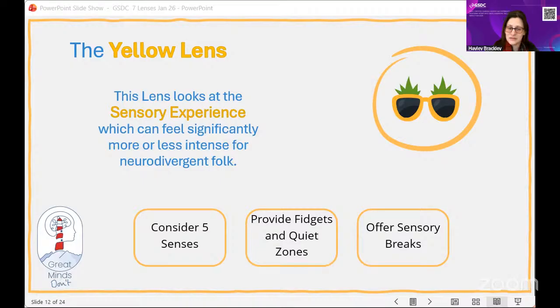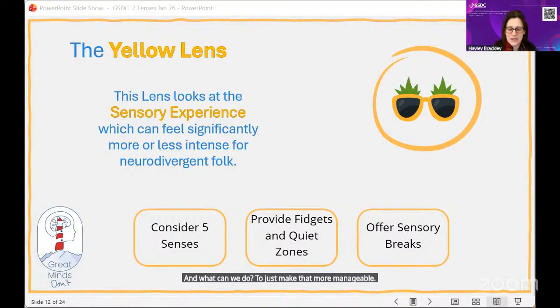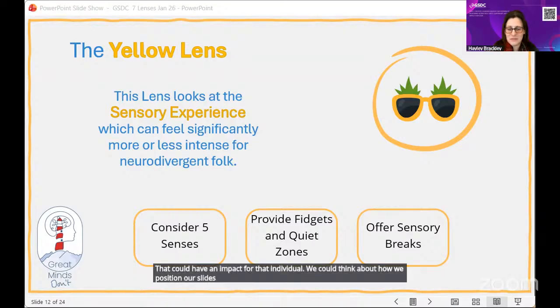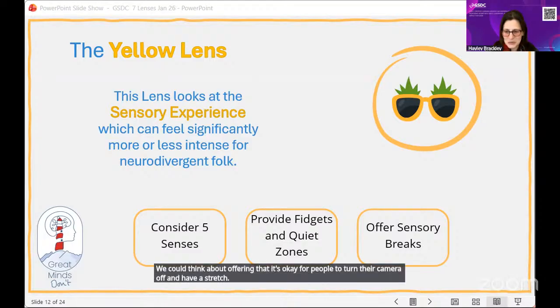Is it loud? Can we manage that? Or are you getting very excited in activities and it's getting much louder? And what can we do to just make that more manageable? We can also think about this when we're working online as well. We can think about the visual clutter around us that could have an impact for that individual. We could think about how we position our slides and our materials to make it easy for somebody to absorb. We could offer that it's okay for people to turn their camera off and have a stretch and a fidget and a fiddle.